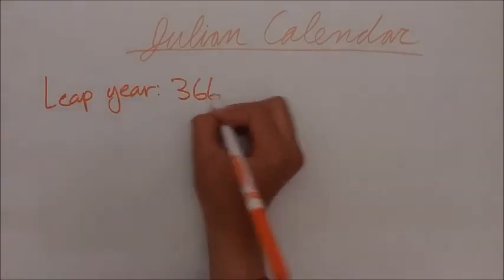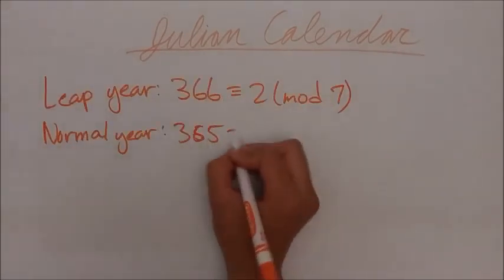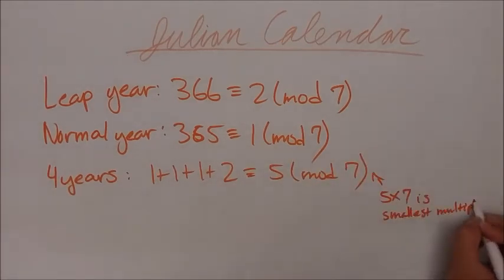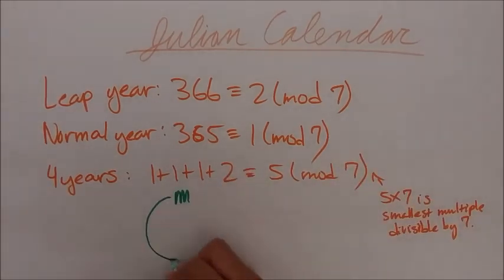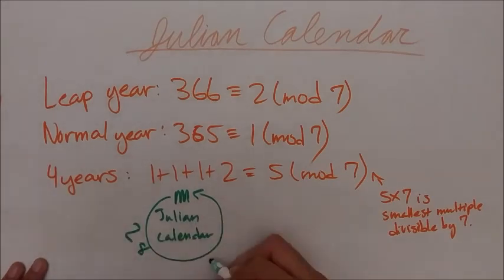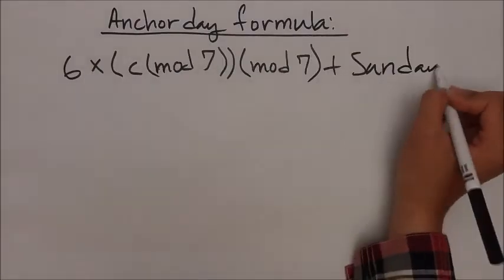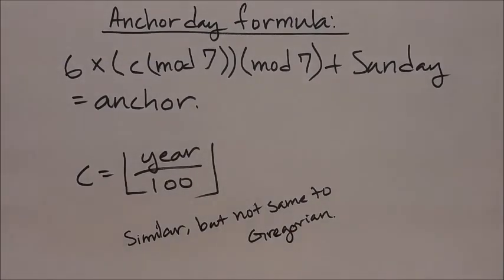The only difference in the procedure is calculating the anchor day for a century. Unlike the Gregorian calendar, the Julian calendar actually repeats every 28 years because of its leap year rules, advancing 2 days every 4th year and 1 day for regular years. Therefore, the equation is changed to this.